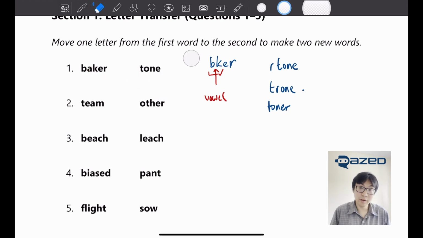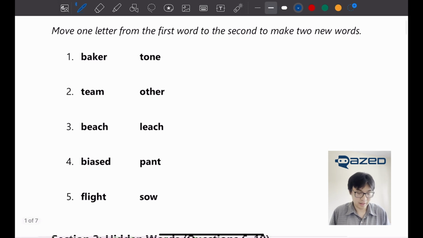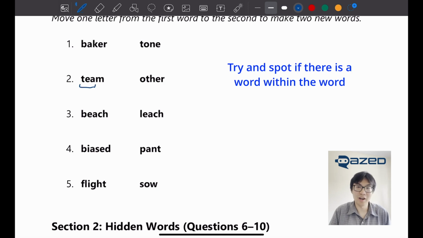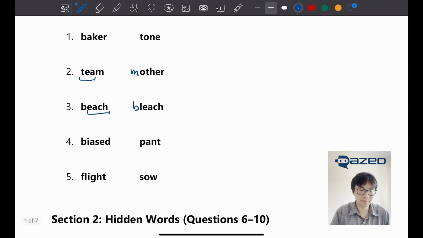Alright, moving on to the second question. These are easy because you can always see the word inside. So as soon as you see the word inside, you know the correct answer is mother. Same for the other one. You can see it's each inside a beach, so you can see the word. And this one again is easy. Just put it in for bleach.